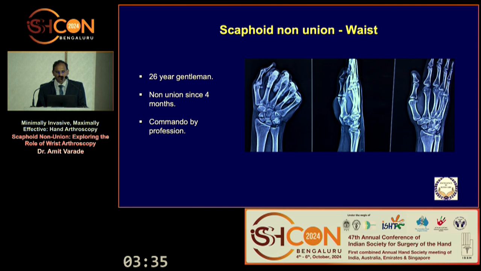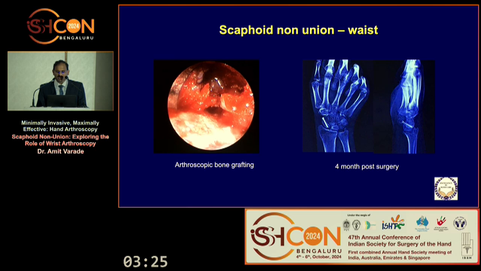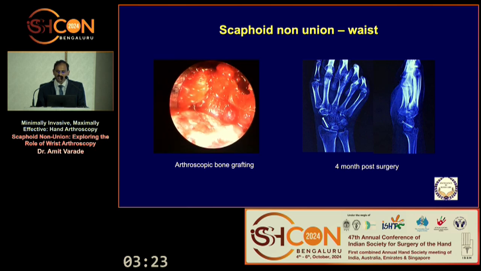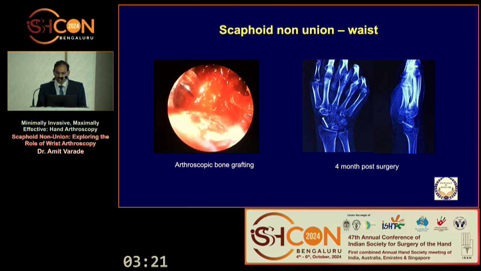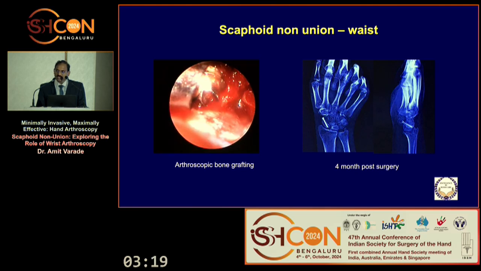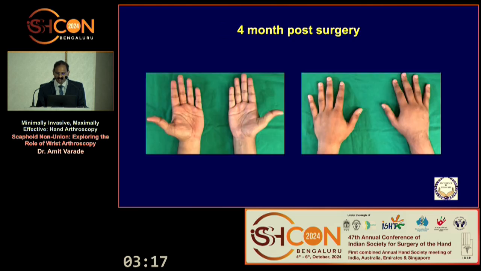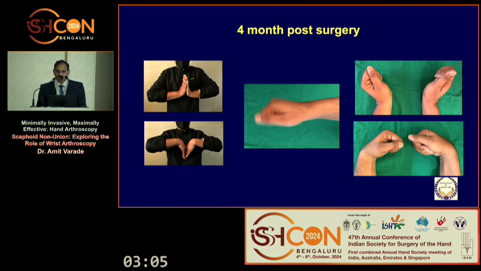This 26-year-old gentleman presented with non-union of the waist region since 4 months. We did arthroscopic bone grafting for him, and fixation was done using a headless compression screw. At 4 months post surgery, the scaphoid was nicely united. And see, this is the beauty of this surgery, the right and left hand of the patient. We cannot make out whether a surgery has been done or not. And he has got a reasonably good range of movement at the wrist joint.